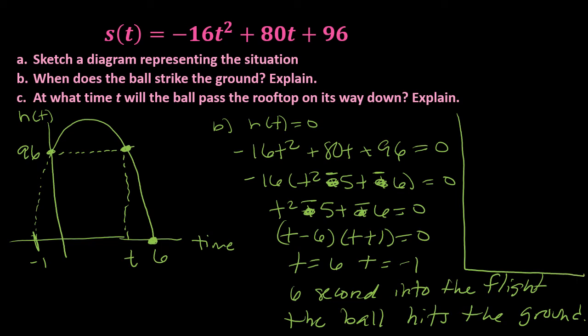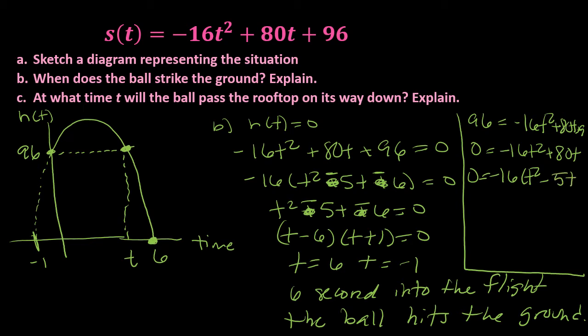So basically, when the height is 96, you have negative 16t squared plus 80t plus 96. In the end, you move that 96 over here, so you get 0 equals negative 16t squared plus 80t. Again, I'm going to GCF out the negative 16. This time I'm going to remember that when you GCF out a negative, that sign is going to change. Oh, I should have said GCF out a t too. So you get 0 equals t times t minus 5.